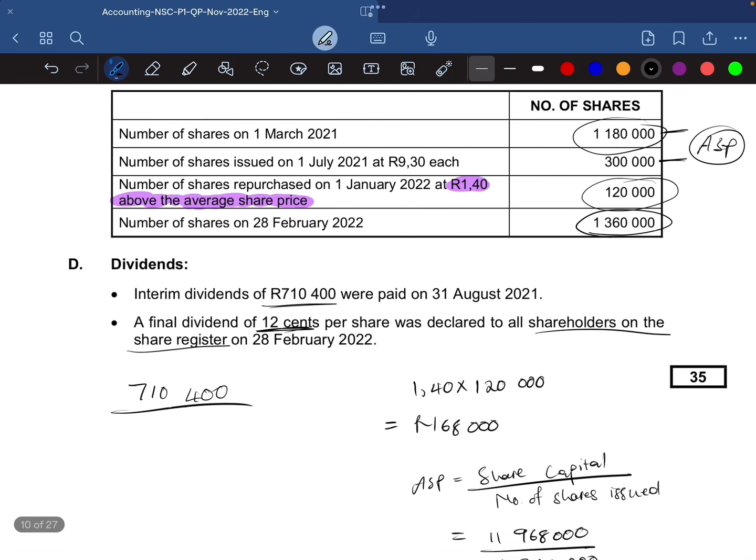Now 710,400 was paid, right? 710,400 was paid to how many shares? So when did we pay? On the 31st of August 2021. How many shares were in issue on that date? Because the interim dividends were paid to the number of shares that were issued on that date, which is before we repurchased shares, which means we're going to add 180 and 300,000. So that's 1,480,000. All right, so it's 710,400 divided by 1,480,000, which is 0.48. So that's 48 cents.